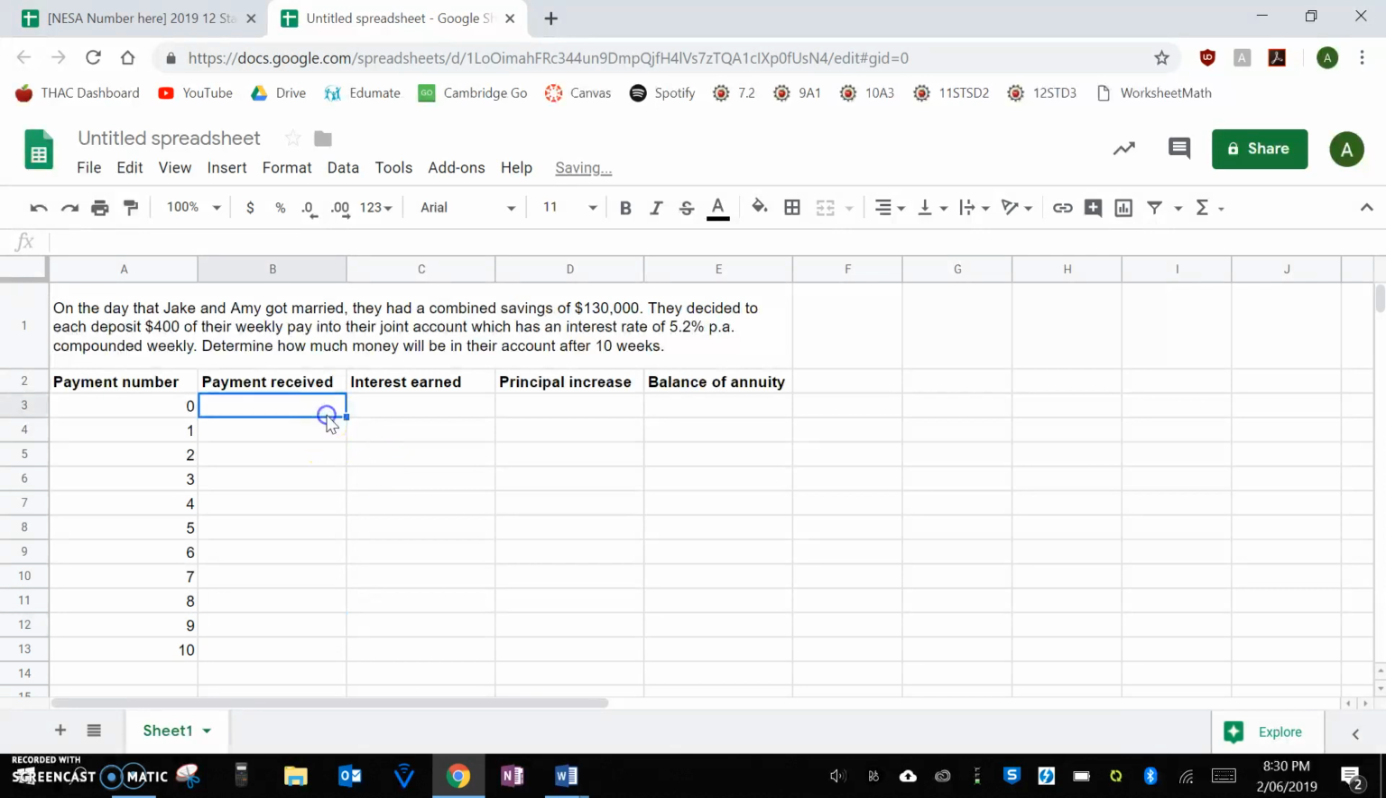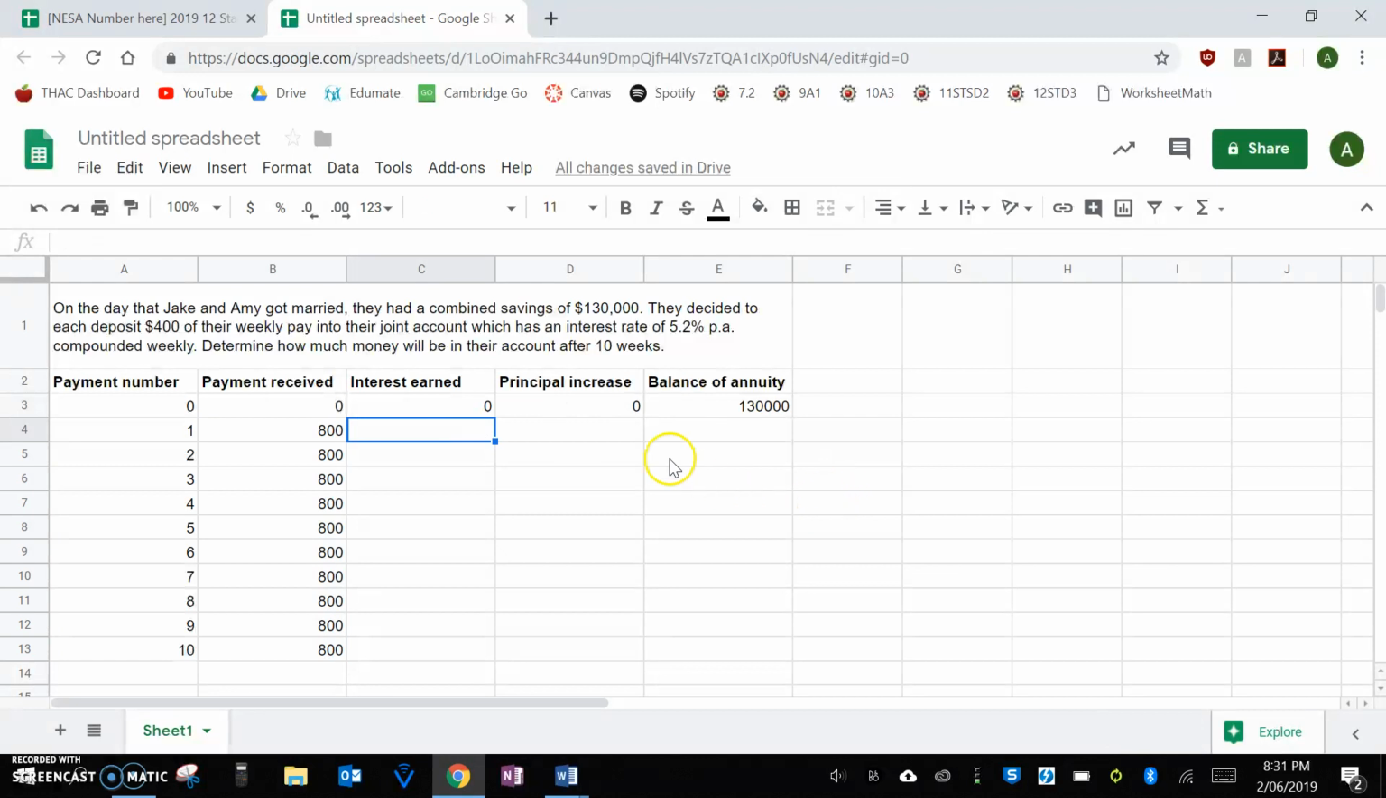Okay. We know that at time 0, no payment, no interest is earned, but we know that at the end of time 0, there is $130,000. Here it says that they decided to each deposit $400 of their weekly pay. That means in total, they're putting $800. We know that they're going to pay $800 at the end of each week. So after I typed in that 800, I'm going to use my mouse, bottom right hand corner, plus sign, click, drag down, so that I see that at the end of each week, they're paying $800.